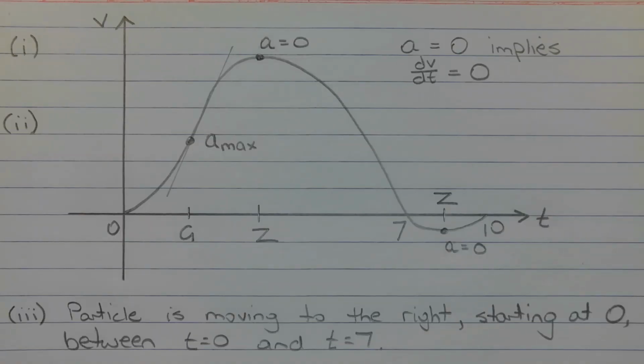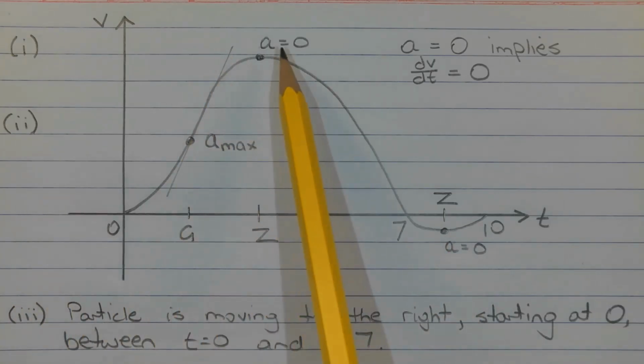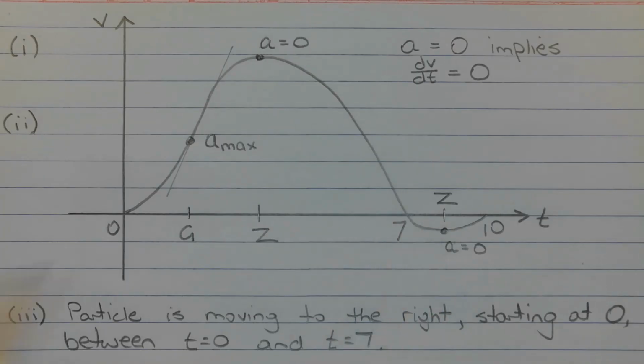In order to answer part 3, we need to consider the signed area bounded by the curve and the time axis. So the area here is positive and the area here is negative. Now, since the curve from t equals 0 to t equals 7 is on or above the time axis, that means the particle is moving to the right, starting at the origin O between t equals 0 and t equals 7. In other words, from here to here.